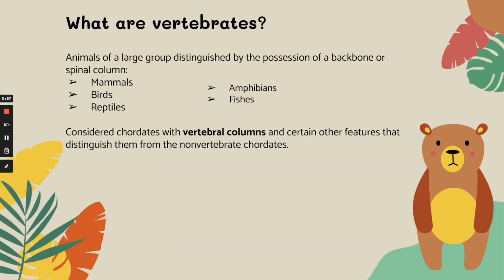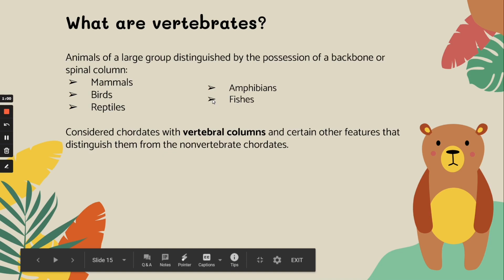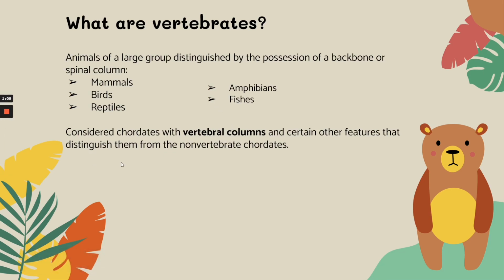Alright, talking about vertebrates, you might wonder, what are vertebrates? Why are they called vertebrates? Let me answer that for you. Vertebrates are animals of a large group distinguished by the possession of a backbone or spinal column. There are many types of vertebrates, which can be categorized into 5 types: mammals, birds, reptiles, amphibians, and fishes. Vertebrates can also be considered chordates with vertebral columns and certain other features that distinguish them from the non-vertebrate chordates.